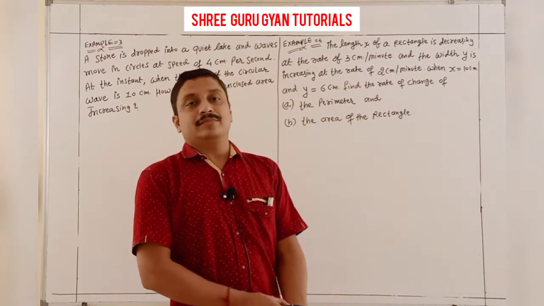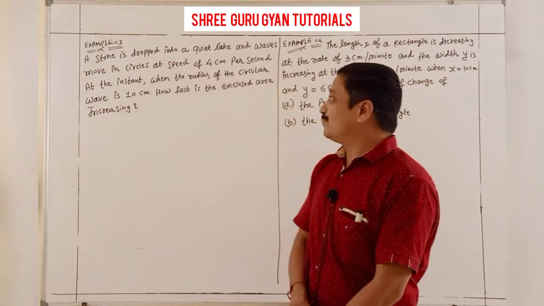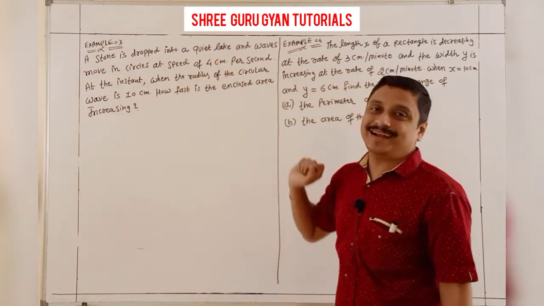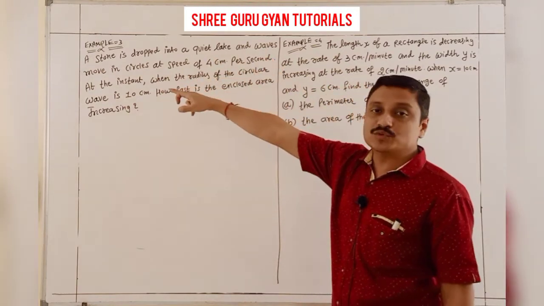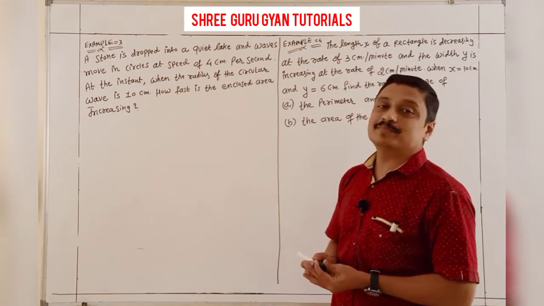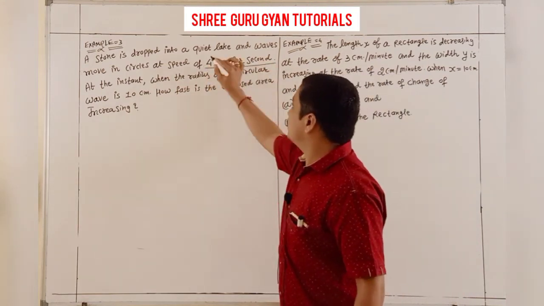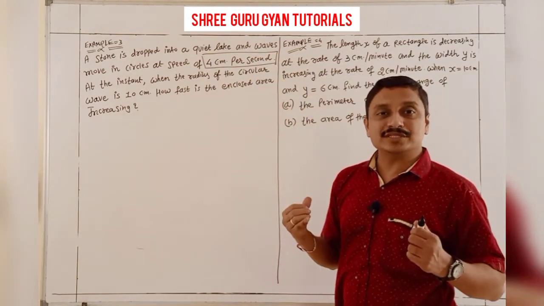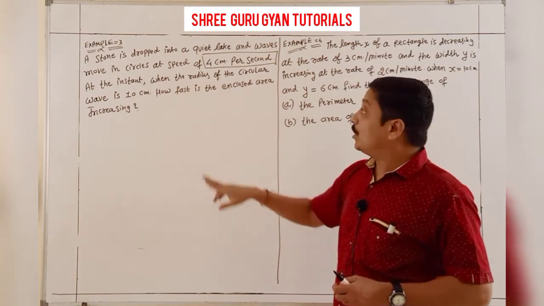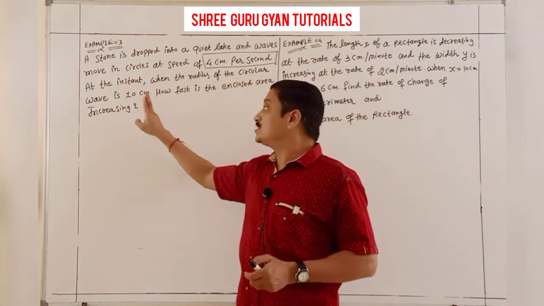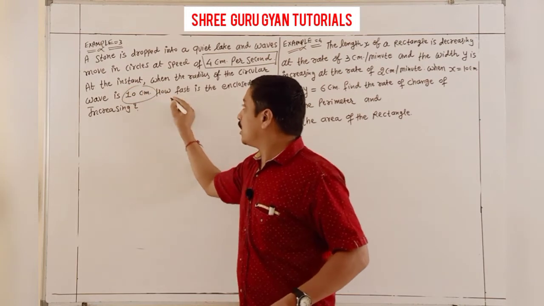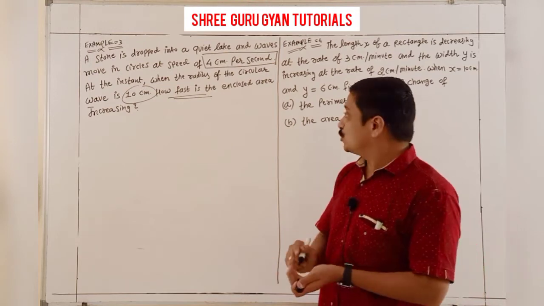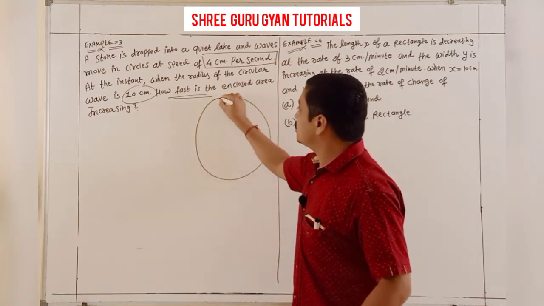Now students, I am going ahead. Example number 3, and then after that 4. The third one: a stone is dropped into a quiet lake and waves move in a circle at a speed of 4 centimeter per second. It means the radius increases 4 centimeter per second. At the instant when the radius of the circular wave is 10 centimeter, how fast is the enclosed area of the circular part changing? So students, this is your concentric circle.